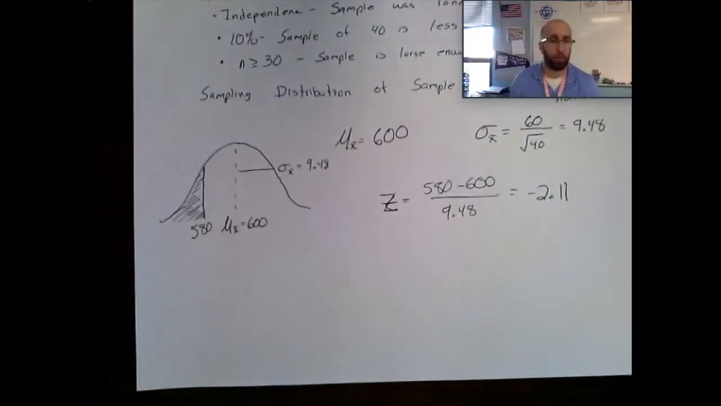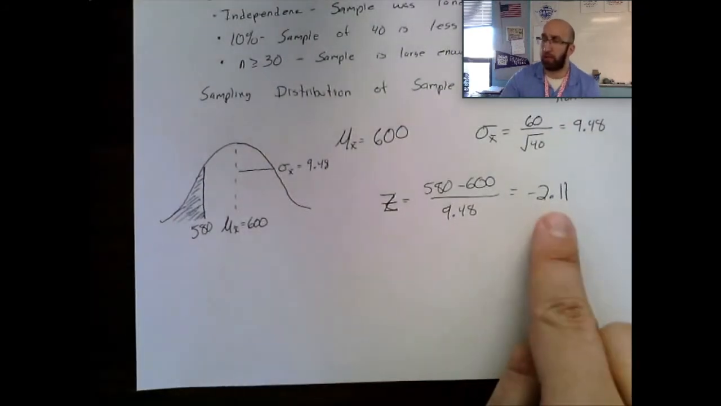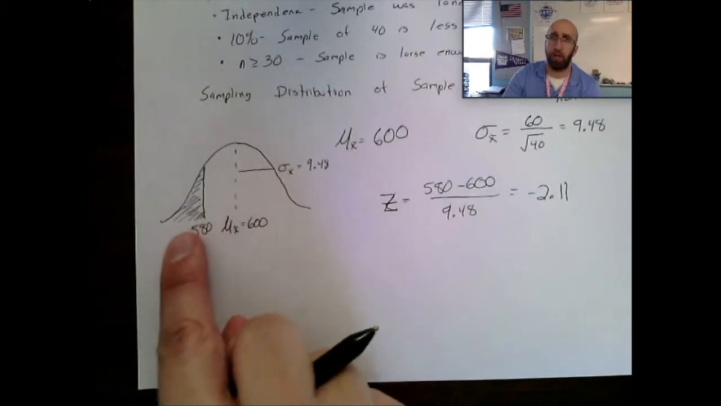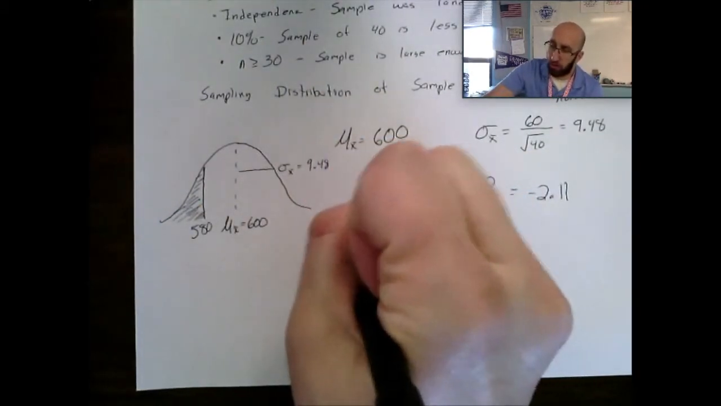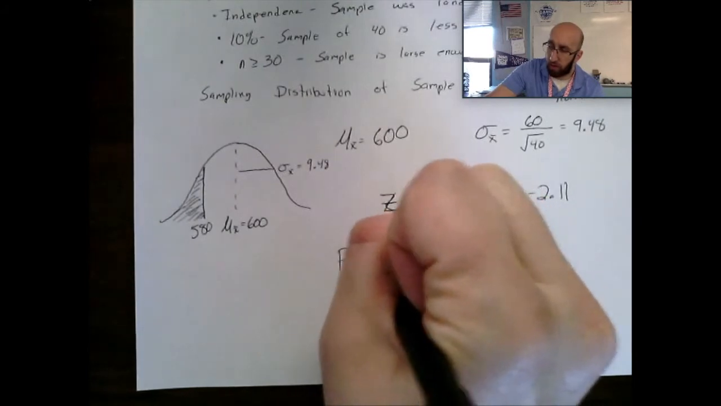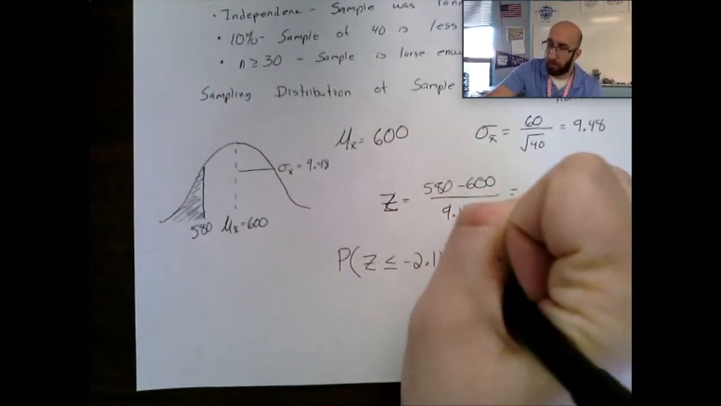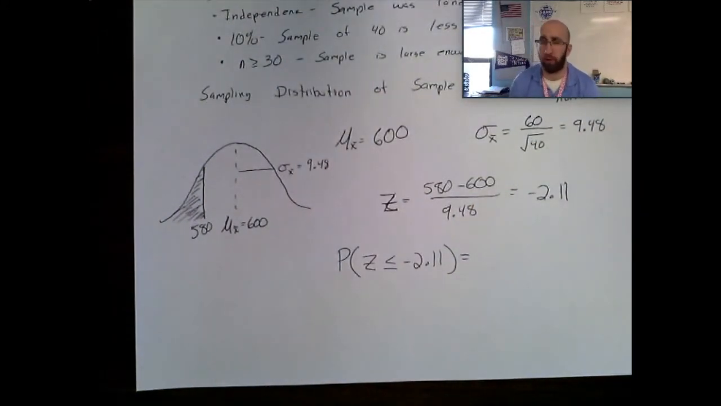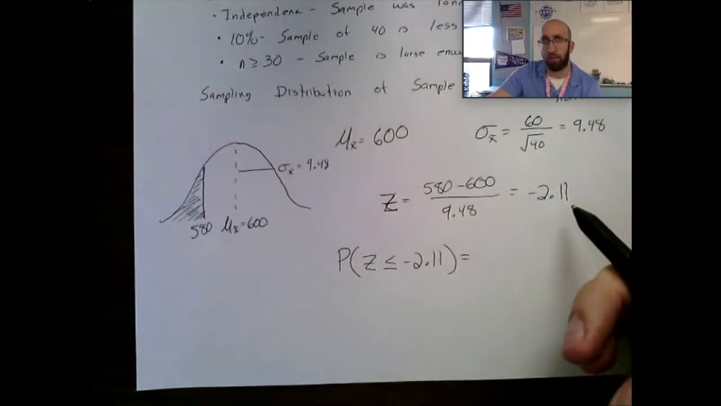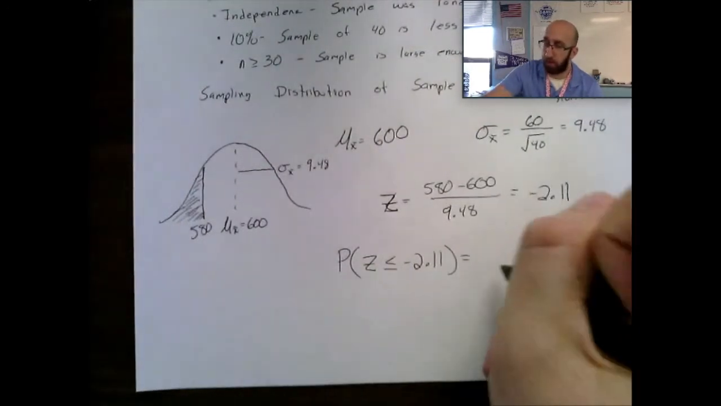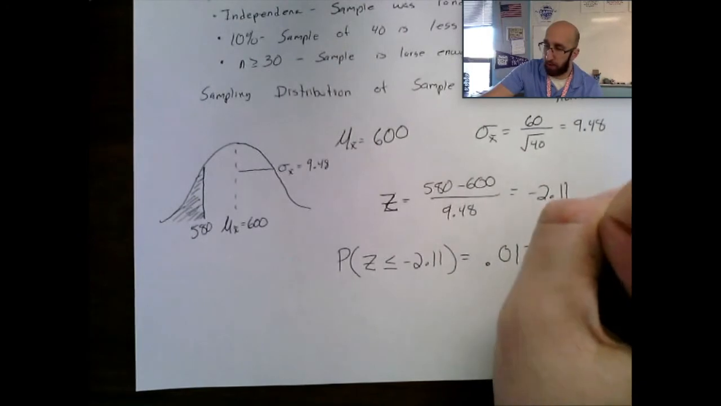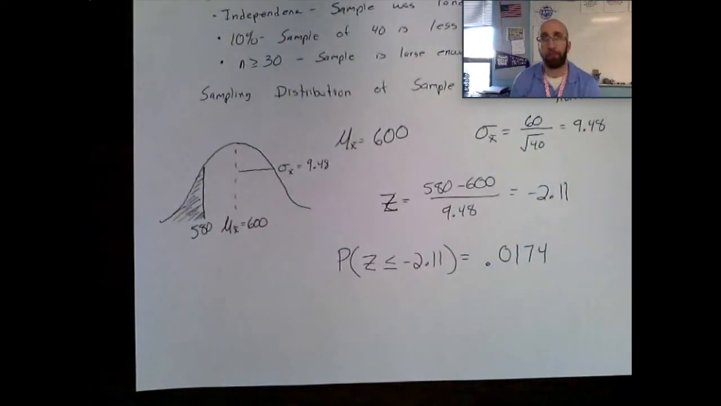Once you have your z-score, you go to your z-score table and look up negative 2.11 to see what proportion of z-scores is less than or equal to this point. Be careful with your z-score table. Remember, it only gives you the area to the left, so we don't need to do anything fancy here. When you look up negative 2.11 on your z-score table, you're going to get 0.0174.